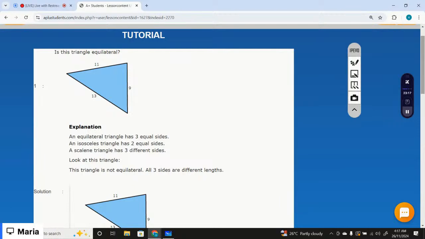Which is the correct option? An equilateral triangle has all three sides equal in measurement. So the given triangle is not an equilateral triangle because it has all three sides different in measurement. So let's just start with the test questions.